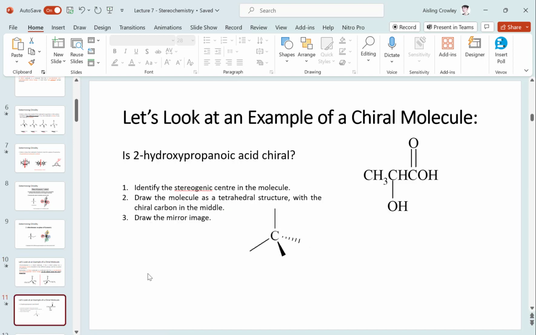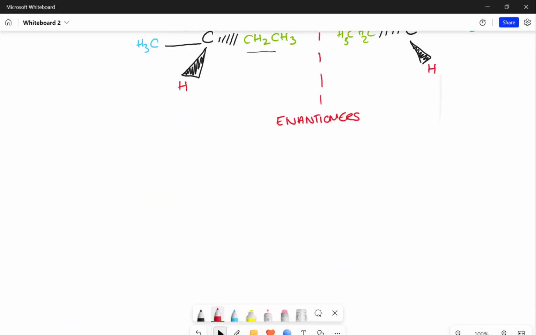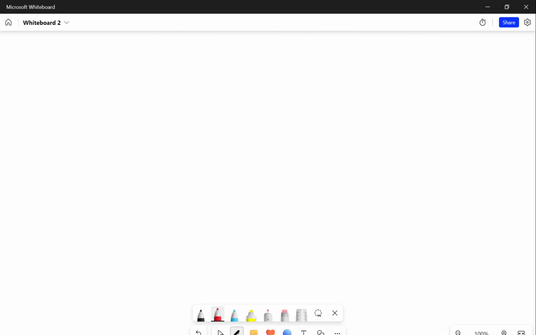Let's look at another example. Is 2-hydroxypropanoic acid chiral? You're going to identify the stereogenic center, draw the molecule as a tetrahedral structure using this template that we're going to get very used to, and then you're going to draw its mirror image or its enantiomer. So I'm going to go back to my page here. I've already forgotten the name of the molecule, so we're going to flip back.